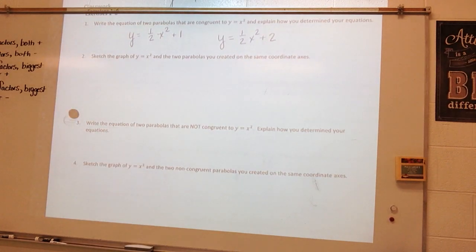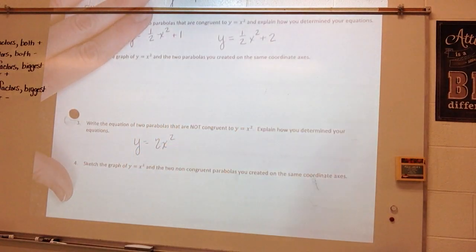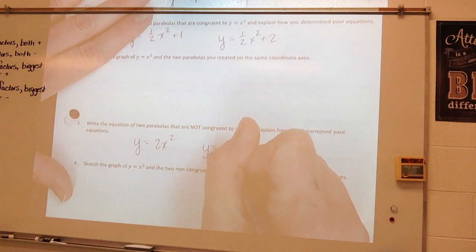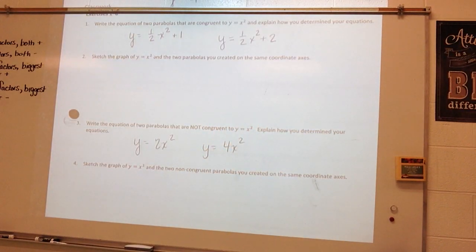Number 3, write the equation of two parabolas that are not congruent to y is equal to x squared. y is equal to 2x squared, y is equal to 4x squared. Our distance is not the same. Then sketch the graph of y is equal to x squared and the two parabolas that you created. So go ahead and do that on your graph paper.